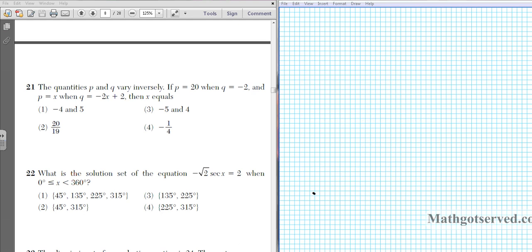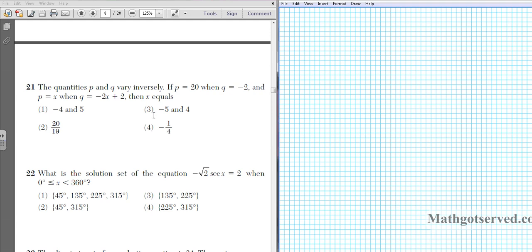Alright, let's go ahead and take a look at question number 21. It says the quantities P and Q vary inversely. If P is 20 when Q is negative 2, and P is X when Q is negative 2X plus 2, then X equals what?